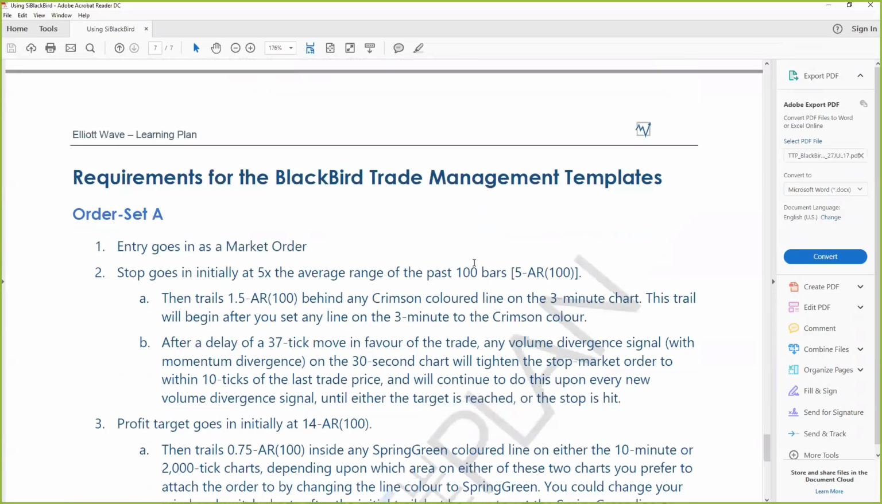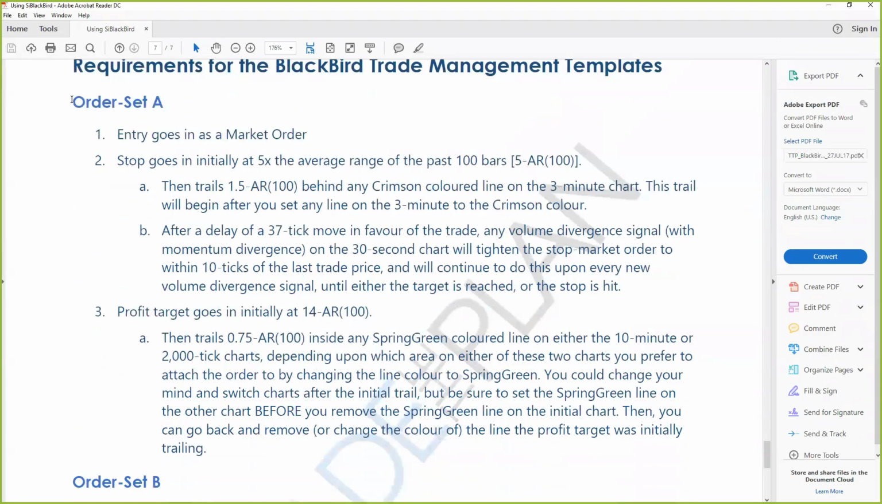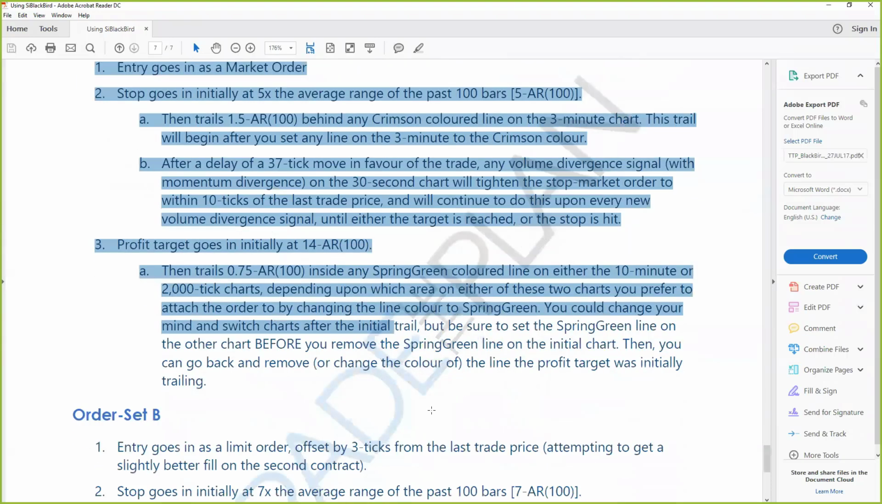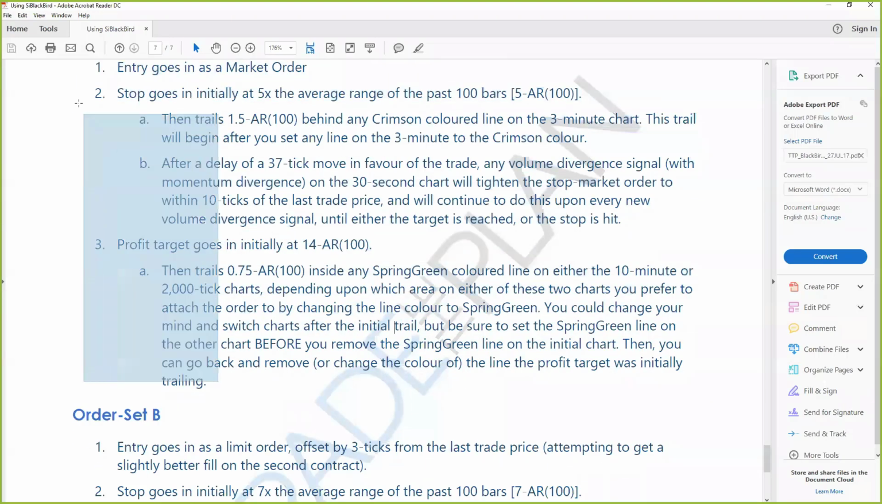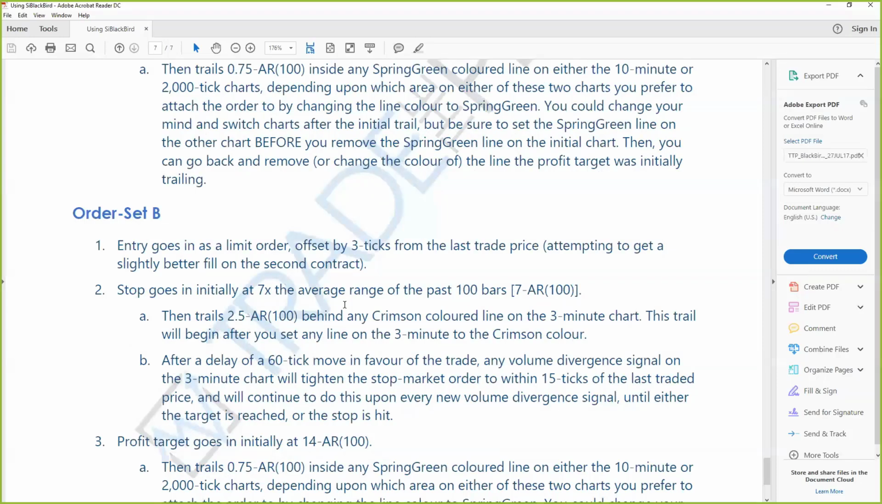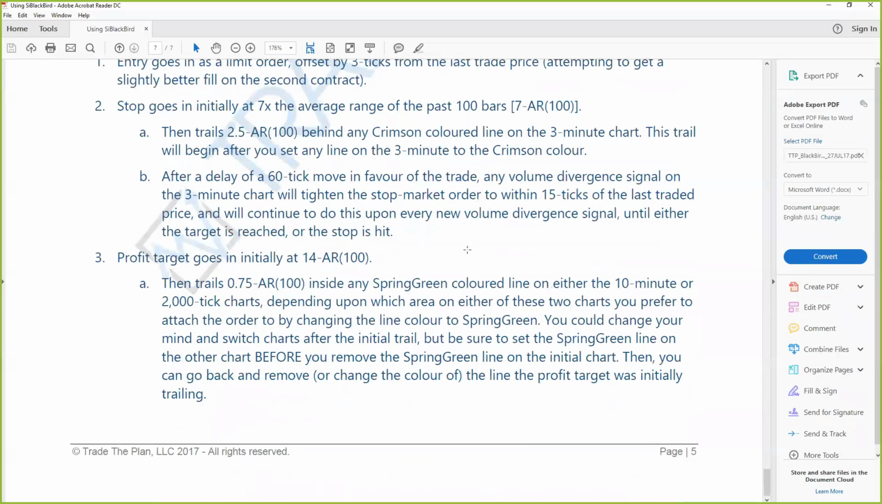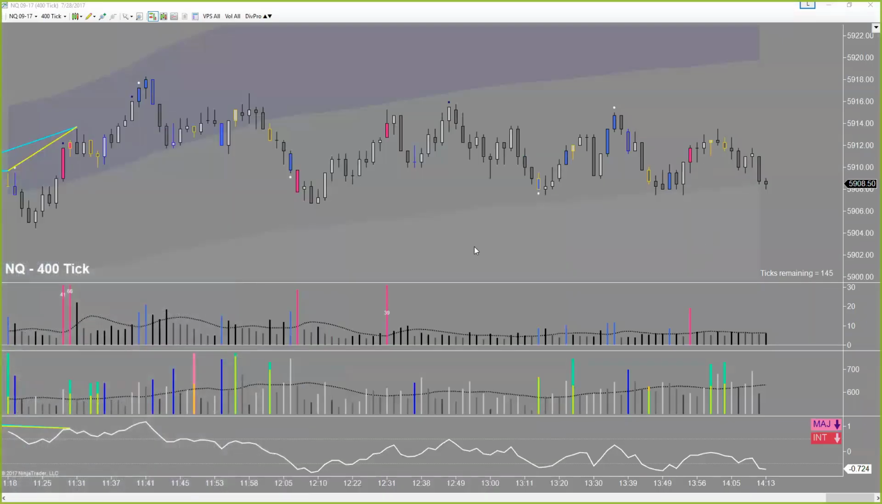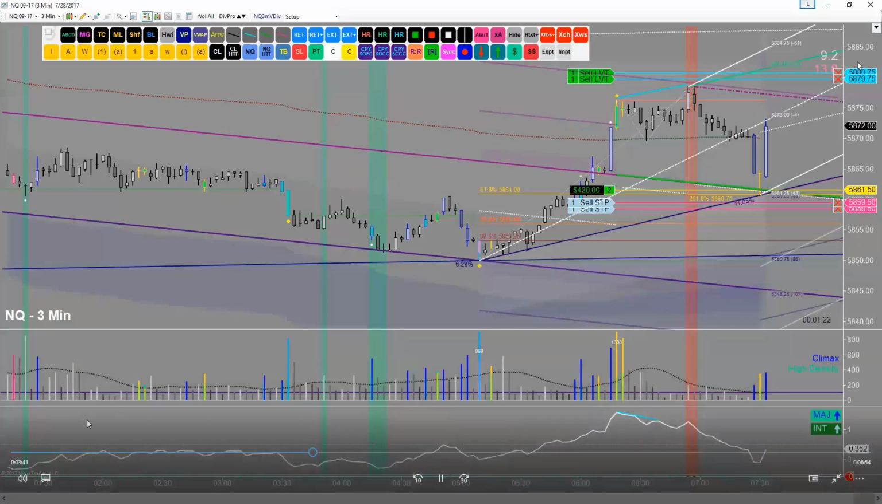Different rules for the different sizes. And then these are the rules for the order management. I'm still refining this a little bit. It's close to the way that I want it, but I've changed some of these delays. It's going to have to be a little bit different for the Nasdaq than it is for crude. Nasdaq has a pretty massive average range here lately. So anyway, that's kind of the gist of the rules there. So what I'm doing now, I've attached the order to that line on the 3-minute.